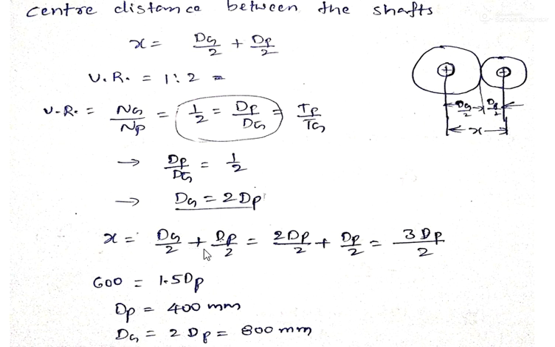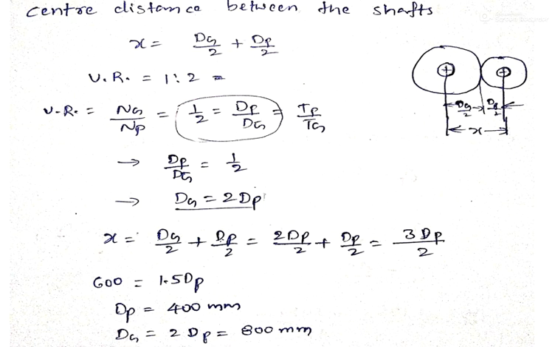So dg by 2 plus dP by 2 is the first formula, and from this discussion we know dg is 2 times dP, so in place of dg we can write 2 times dP by 2, and dP by 2 is already there. If you simplify this you will get 3 by 2 dP, that is 1.5 times dP, and that is nothing but the center distance x. The x value is given as 600, the center distance is given as 600 in the question itself. When you simplify this you will get dP as 400 mm, and dg is 2 times dP, which means 800 mm.